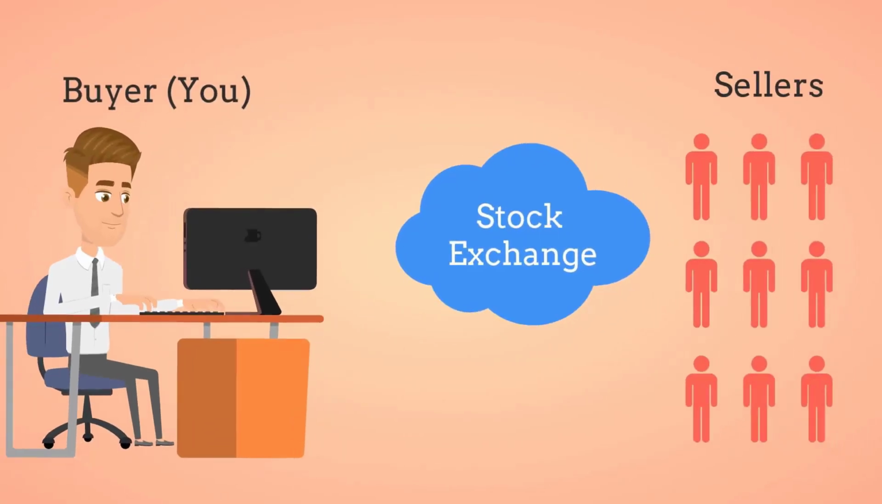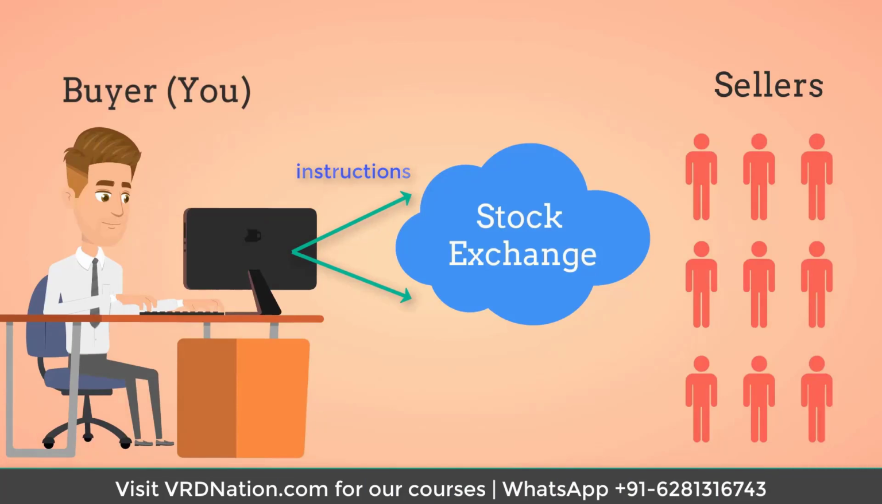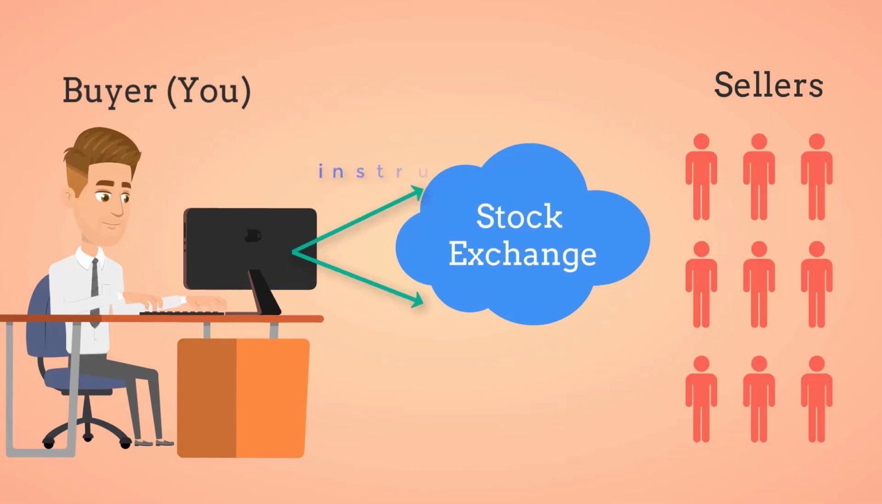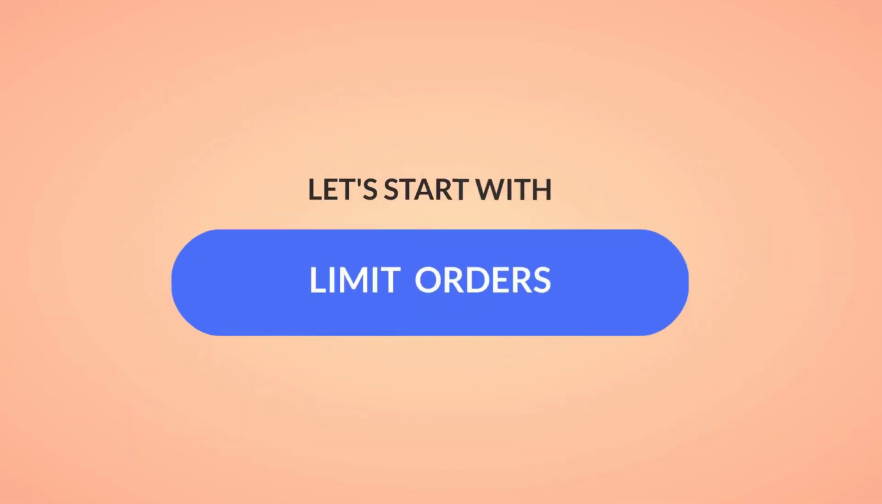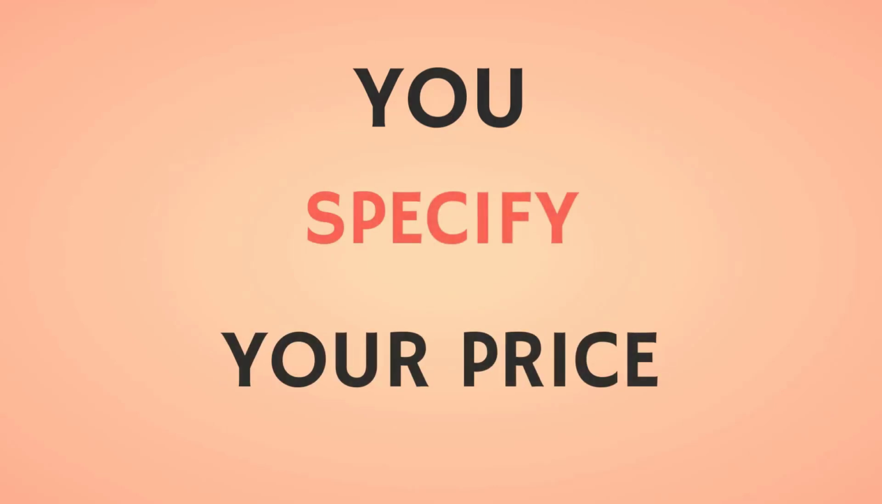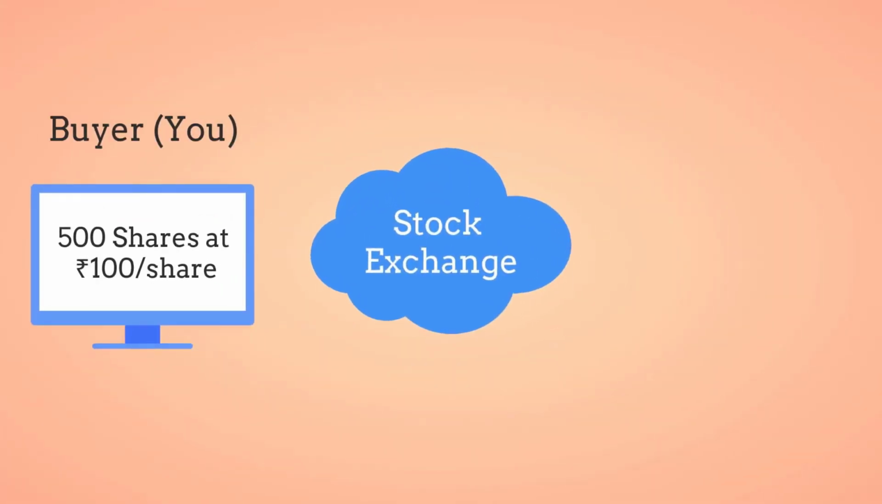Limit and market orders are basically two different kinds of instructions that you give to the stock exchange about the price at which you want to buy or sell your shares. So let's start with the limit order. In the case of a limit order, you specify your own price. For example, you can say that I want to buy 500 shares of a stock at 100 rupees.